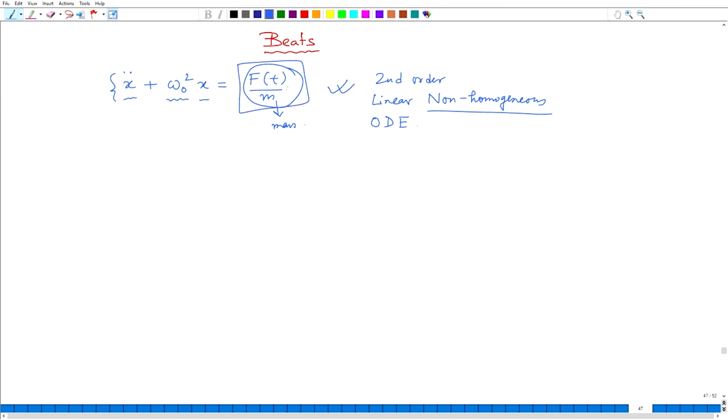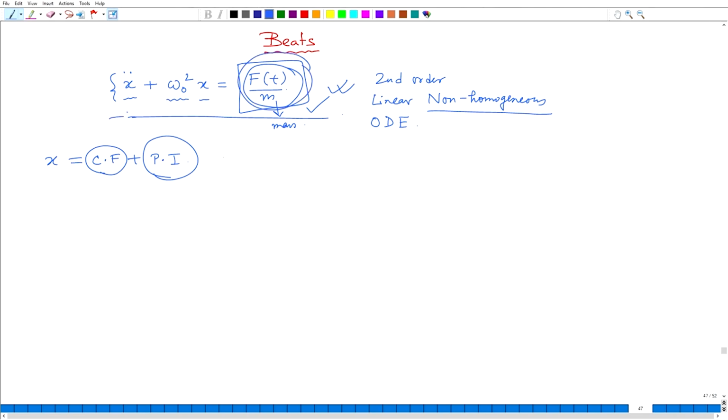Since we have a non-homogeneous equation, because the right hand side is non-zero with a function of time, we should find both the complementary function and the particular integral. So, x will consist of the complementary function and the particular integral. The complementary function is the solution of this equation when the right hand side is assumed to be 0, and the particular integral is the solution of this equation with the right hand term being present.